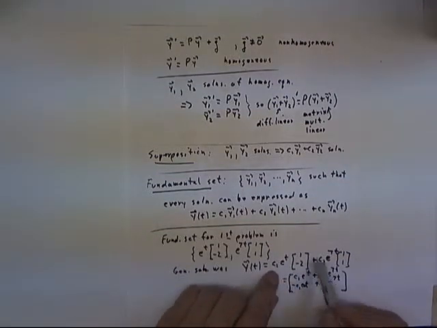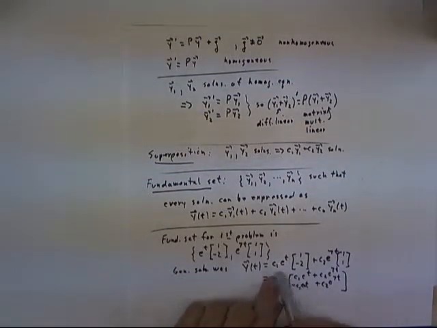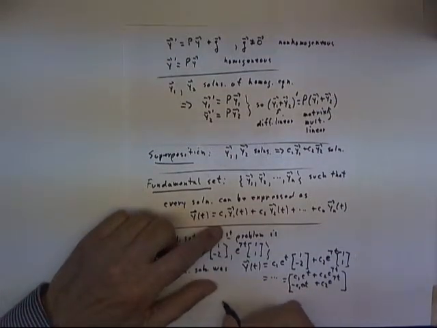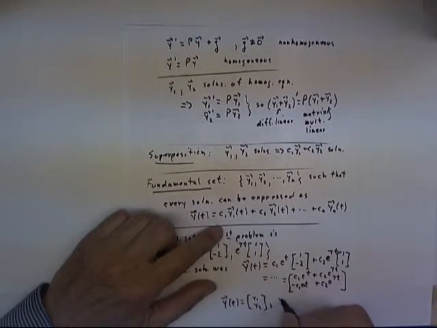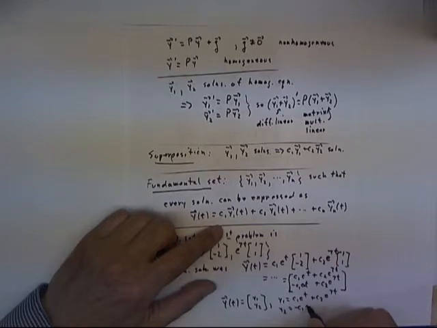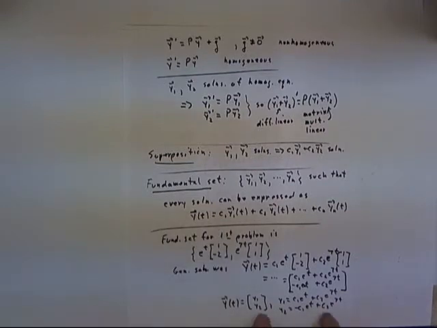Our general solution was this, and this multiplied out to this, telling us that our general solution y of t could also have been written as y1, y2, with y1 equals c1 e to the t plus c2 e to the 7t, and y2 equals negative c1 e to the t plus c2 e to the 7t. This has all been written out before, just reminding you.